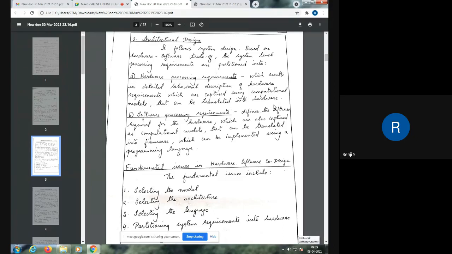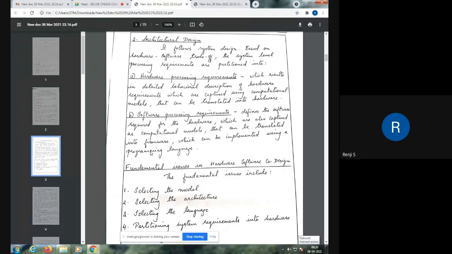Hardware processing requirements are captured in certain design diagrams called the computational models, and from the computational models they can be translated into hardware. Next, the software processing requirements define the software required for the hardware to function. So it is also captured in computational models, which are nothing but design diagrams. Using these computational models, we can represent the software processing requirements as well as the hardware processing requirements.